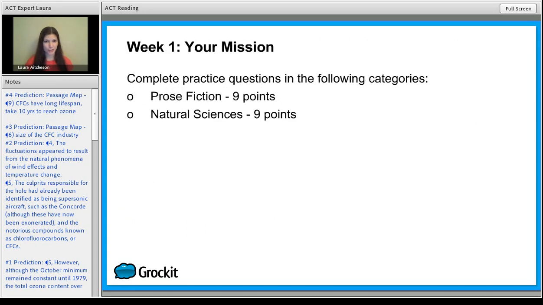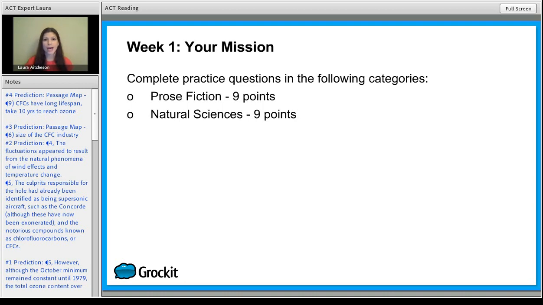Your mission, should you choose to accept it, is to actually practice these, and you're not worrying about timing right now. You're worrying about technique. Get your technique down, and then we'll talk about timing, and we'll talk about more strategy when it comes to eliminating answer choices. You need to have a really strong foundation. So focus on prose fiction and natural sciences.